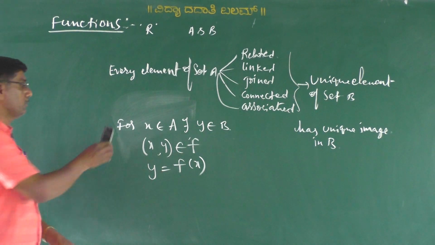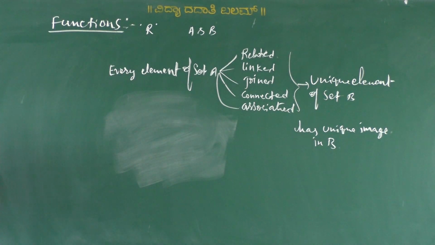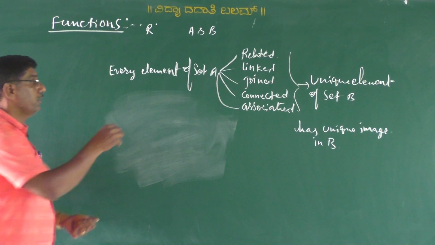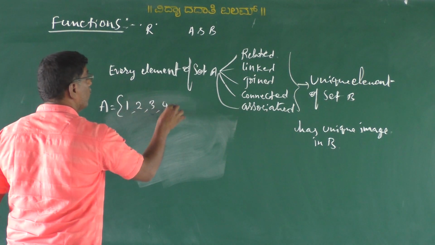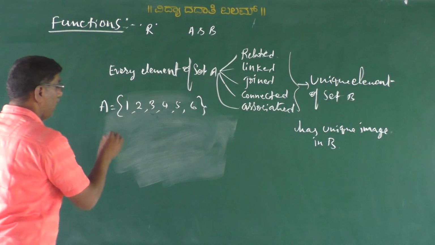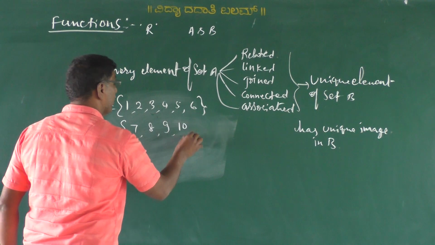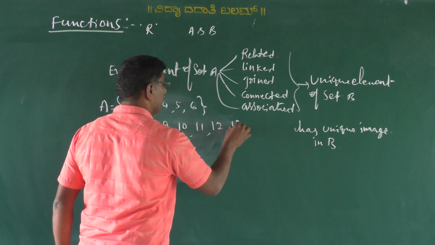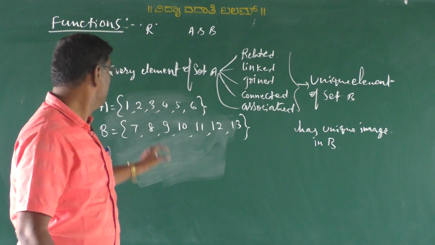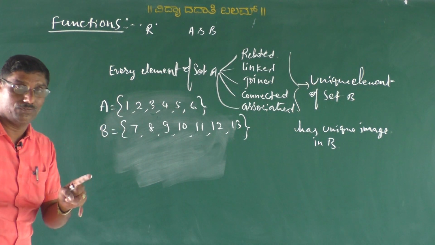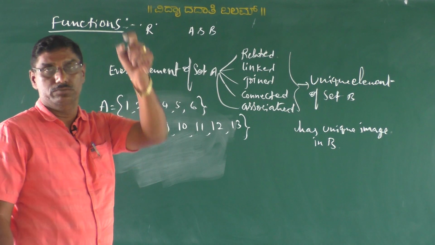See here. Consider two sets A and B. A is equal to the set of all 1, 2, 3, 4, 5, 6, and B is equal to the set of all 7, 8, 9, 10, 11, 12, 13. Now we can show these two sets under the function f by a diagram, that is an arrow diagram.